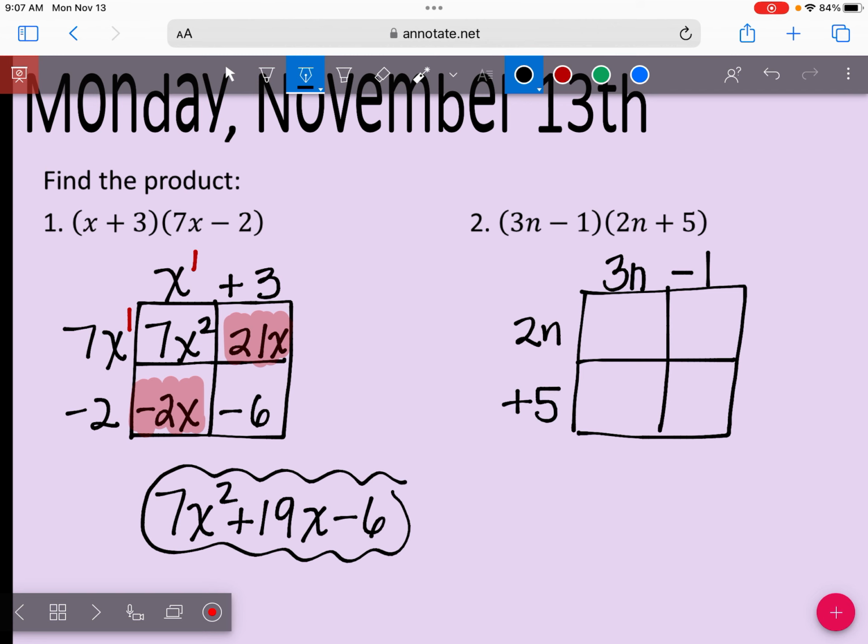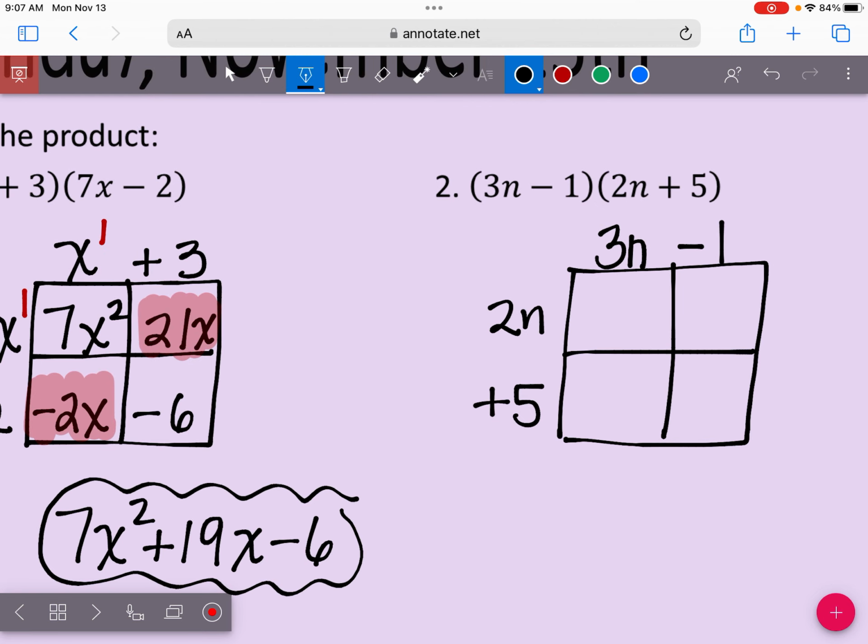All right, so what would be 3n times 2n? So Cortez, what did you put in this first box? 3n times 2n is 6, 3 times 2 is 6, n squared. Fiery, what did you put in this square right here? Negative 2n. Should be negative 2n.